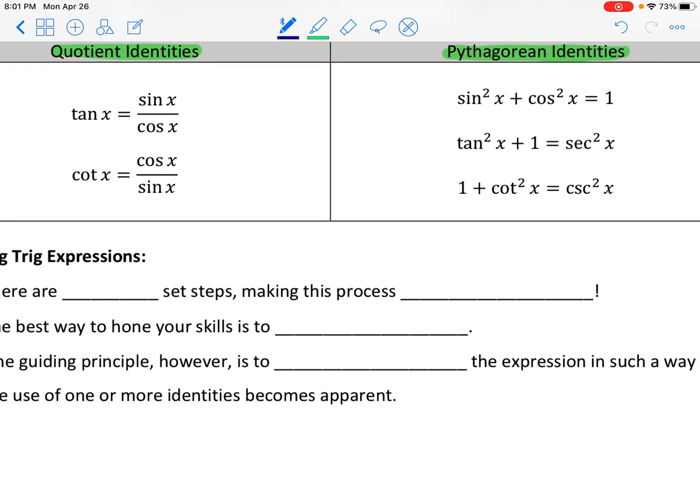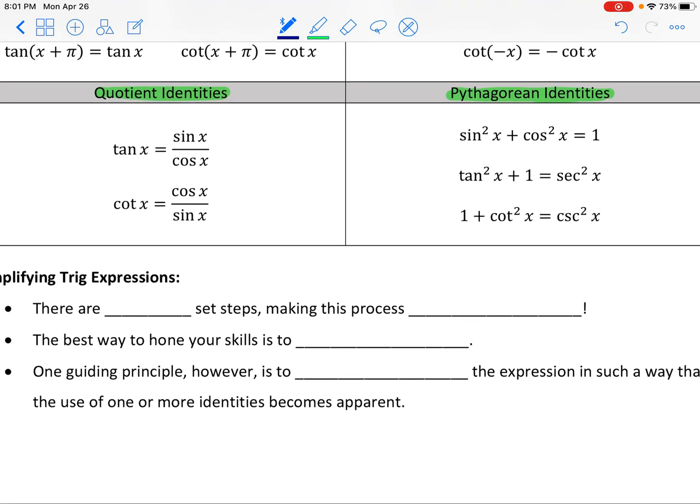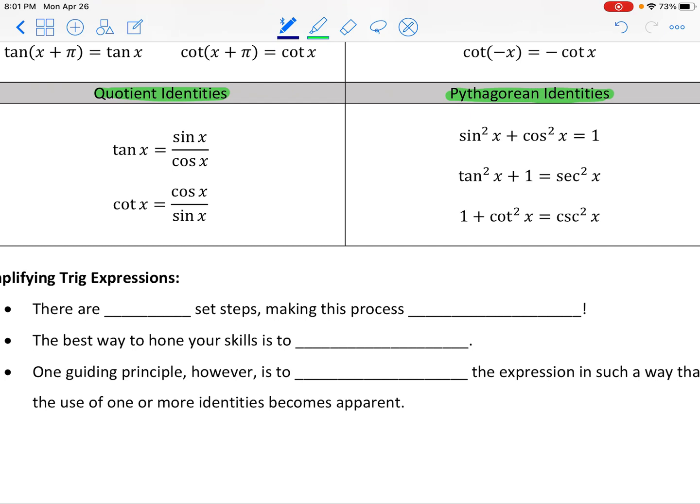Okay, so we're trying to use these identities to do one of three things. We're simplifying an expression, we're verifying an identity, or we're solving an equation. Fortunately, we don't have to do all three today, but the first two we're going to attempt. Now, when we're simplifying, it's challenging because there are no set steps, right? That makes this process pretty challenging, especially when you're going about it for the first time. The best way, and really only way to hone your skills to get good at this process is to practice.